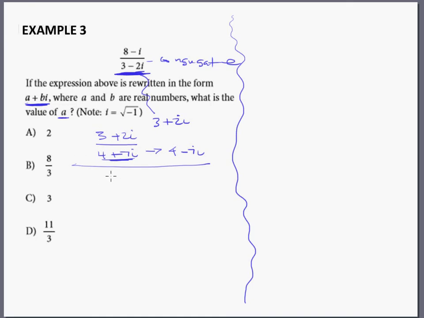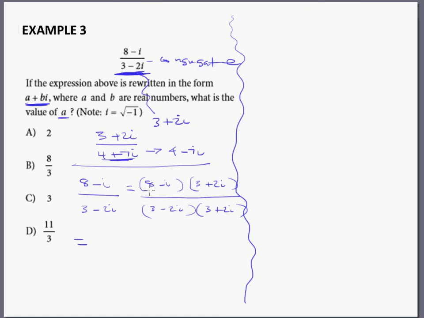So in this particular case, we are going to say that 8 minus i divided by 3 minus 2i is the same thing as 8 minus i multiplied by the conjugate, which is 3 plus 2i, and divided by 3 minus 2i, also multiplied by the conjugate 3 plus 2i. Now, if you look at this carefully, you notice that this cancels out because it's the same, and therefore the expression has no change. Now, let's go ahead and simplify this.